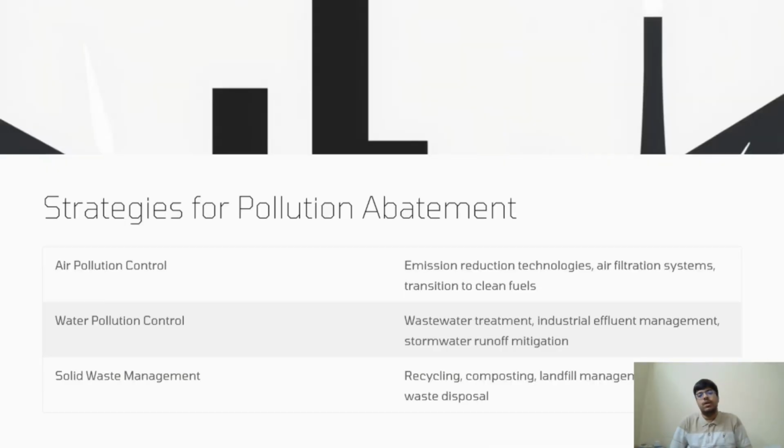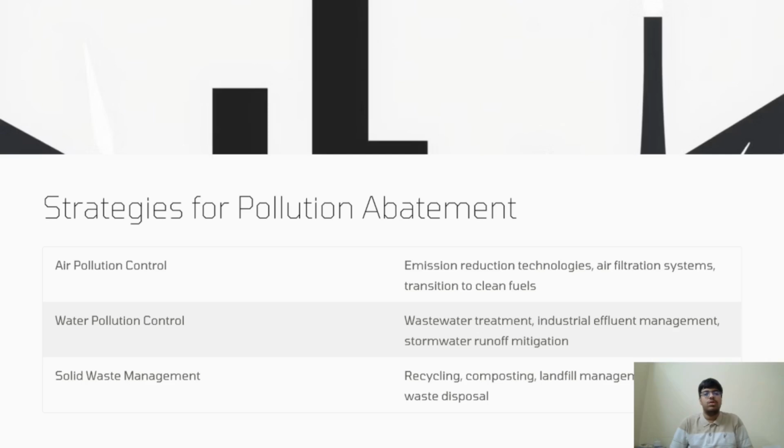Now we'll see some strategies for pollution abatement. Now these are some direct solutions, or let's say strategies. First one is for air pollution control. We need to look at reduction technologies for emissions in the air. Then we have to improve upon air filtration systems, and we have to transition from less clean fuels to more green fuels.